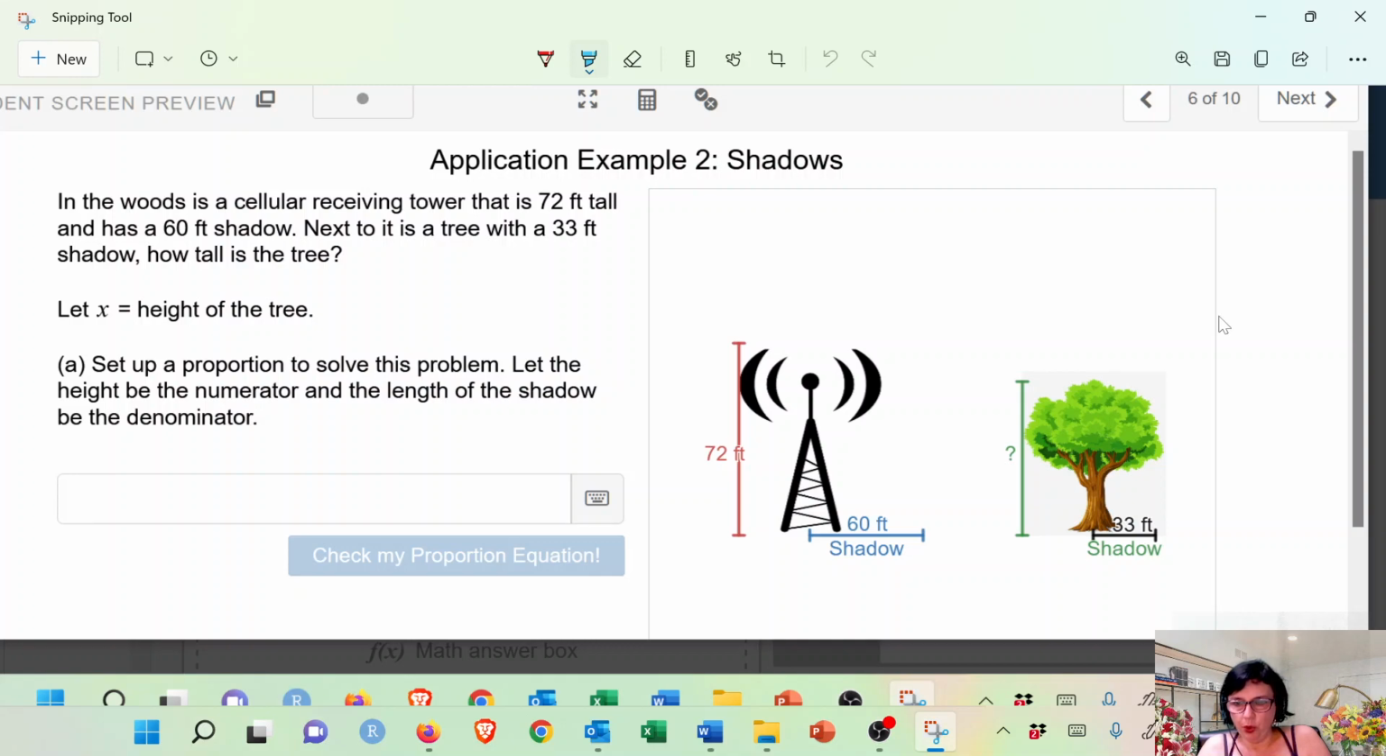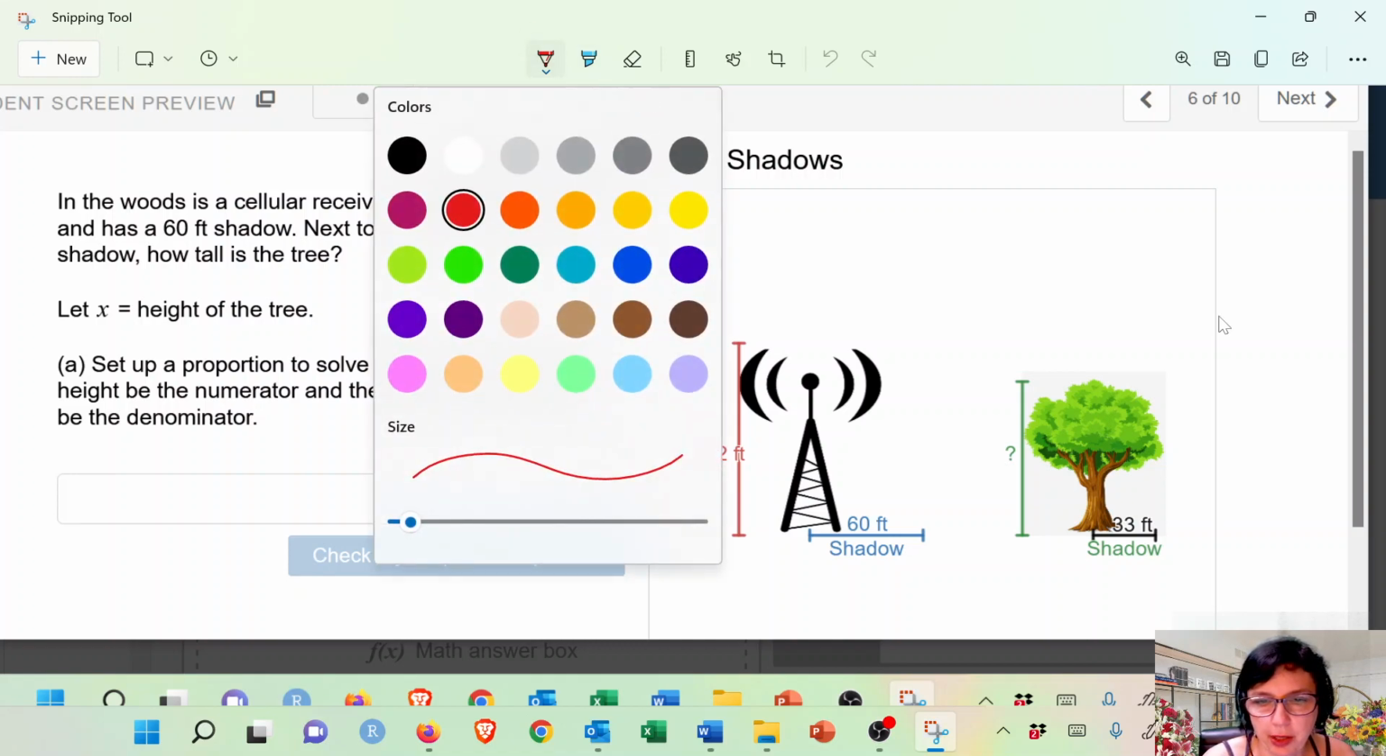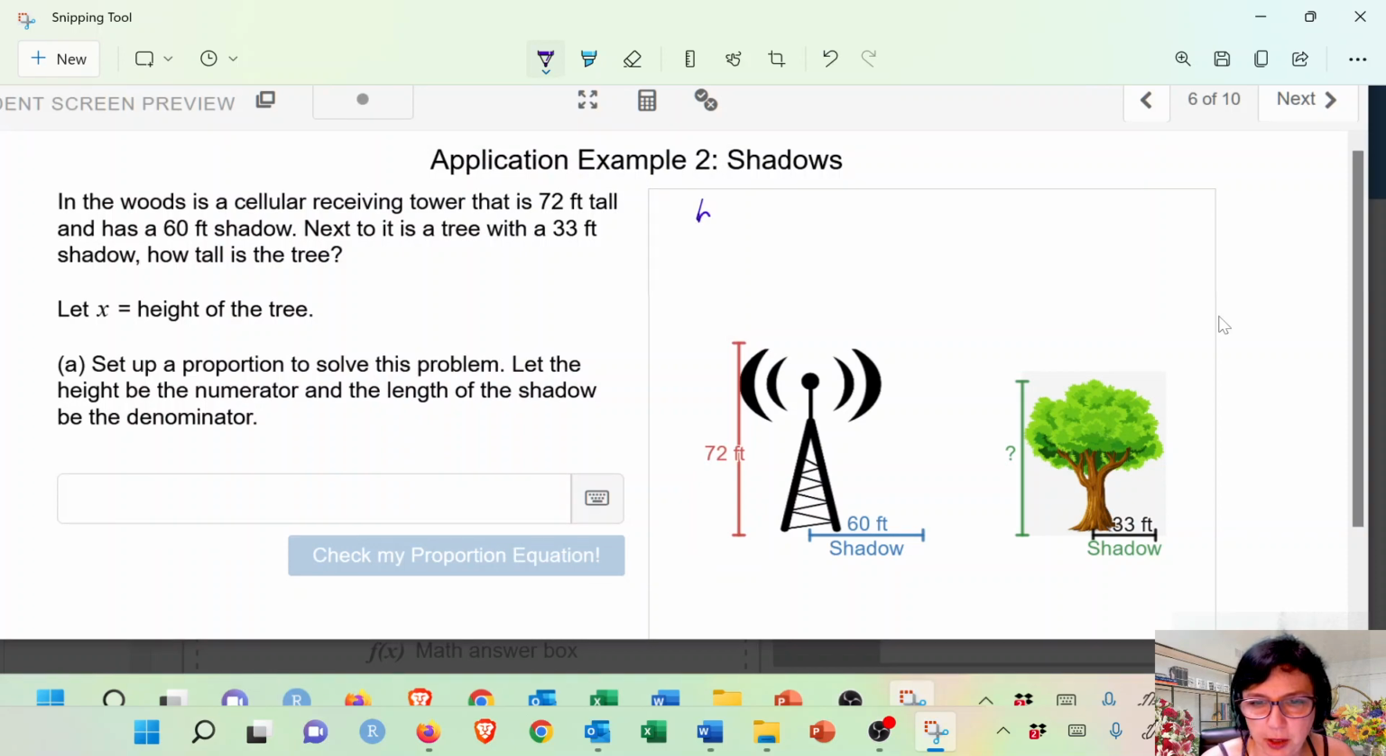Suppose that you also can measure, because it's on the ground, the shadow of a tree. Now you want to know how tall is the tree. What you're going to do is set up proportions. Now, what they tell you is that the height should be the numerator. So on the top, I'm going to have the height. And on the bottom, I am going to have the shadow. That's what it tells me.